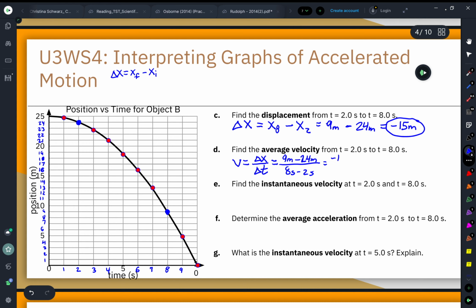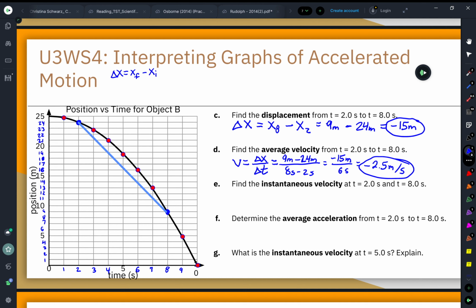So that change in position, same as our displacement, negative 15 meters, occurred over a time interval of 6 seconds. So the average velocity from 2 to 8 seconds is going to be negative 2.5 meters for each second. Now that's something we can look at by just drawing a line from 2 to 8. The slope of that line is the average velocity within that region, and on average, the velocity in that region is negative 2.5 meters per second.